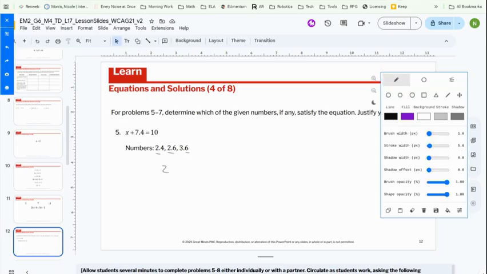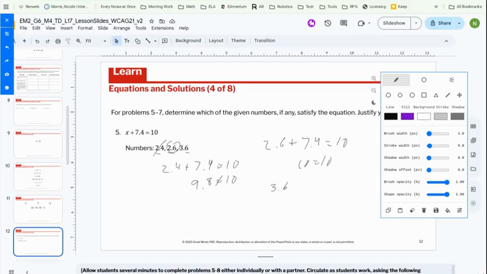You'd be like, okay, 2.4 plus 7.4 equals 10. That's going to be 9.8 equals 10. That is incorrect. It does not equal 10. So that one is false. So they might do 2.6 plus 7.4 equals 10. That's 10 equals 10. That's good.